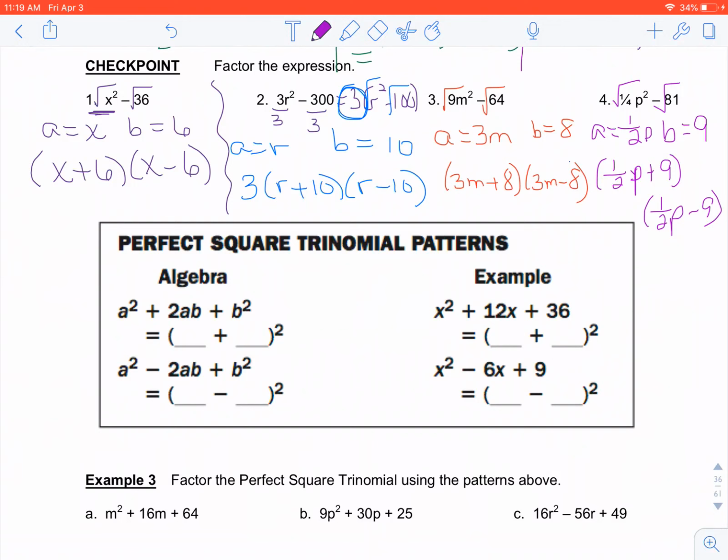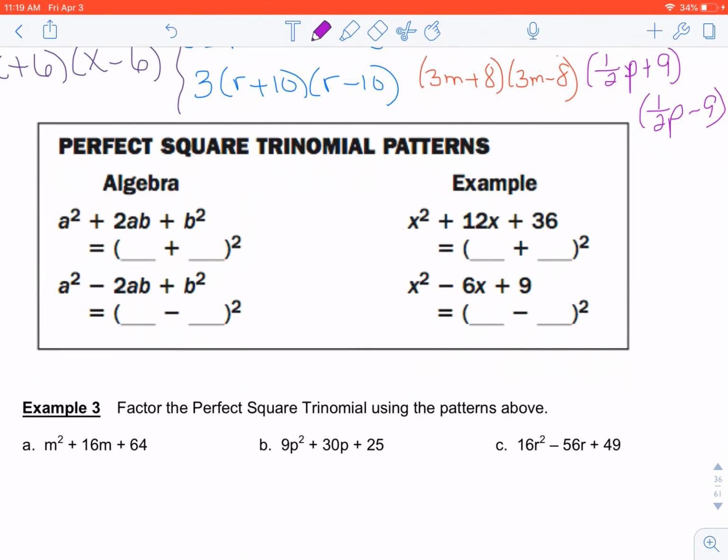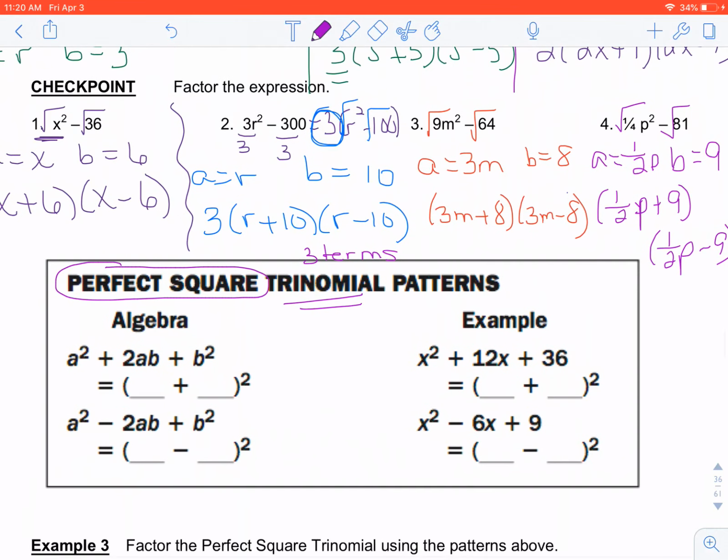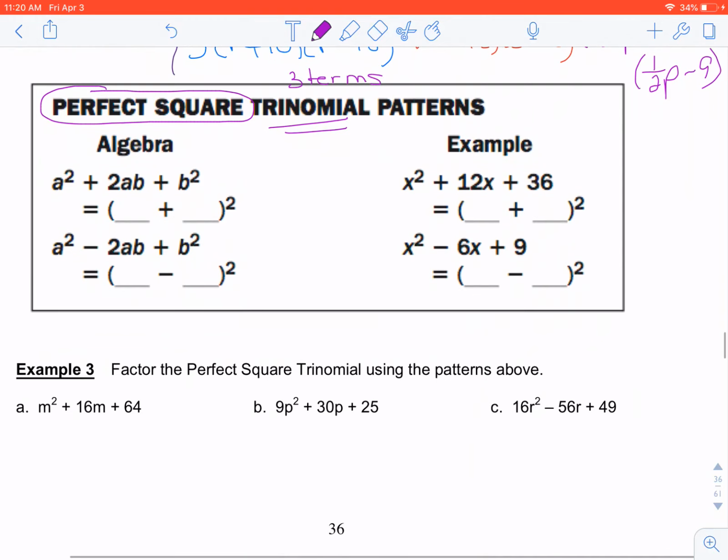Except we don't have to use AC grouping because, again, these numbers have a special pattern. They are perfect squares, so we're still working with perfect squares, but they're trinomials. Trinomials means there are three terms. The other pattern had binomials, which meant they had two terms. So these have three terms, and we're still taking square roots.